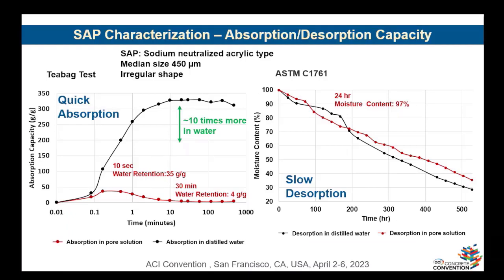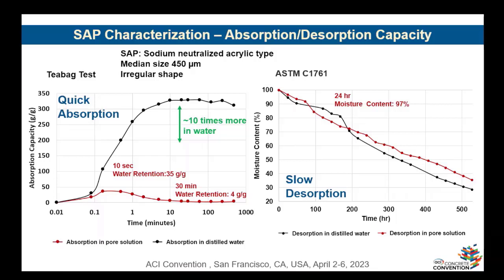We measured the absorption and desorption capacity of SAP using the tea bag test and also as per ASTM C1761, which is used for lightweight aggregate. And we realized that there's a huge difference in the absorption capacity when we test our SAP in water versus in a mixture associated with the 3D printable concrete. The absorption decreases by about 10 times.